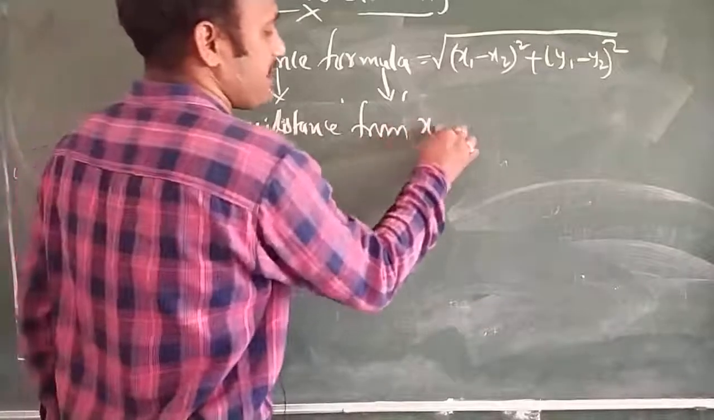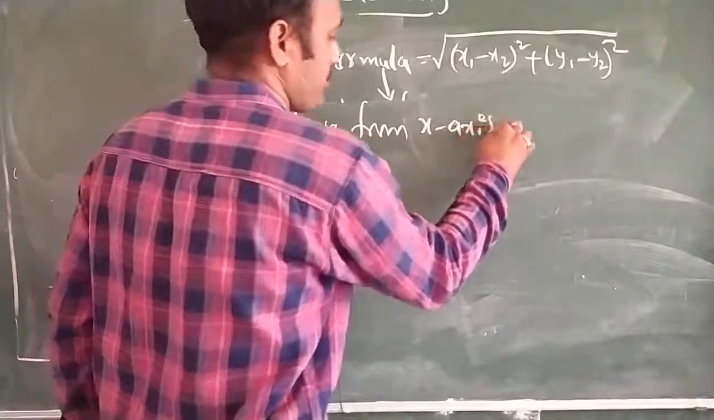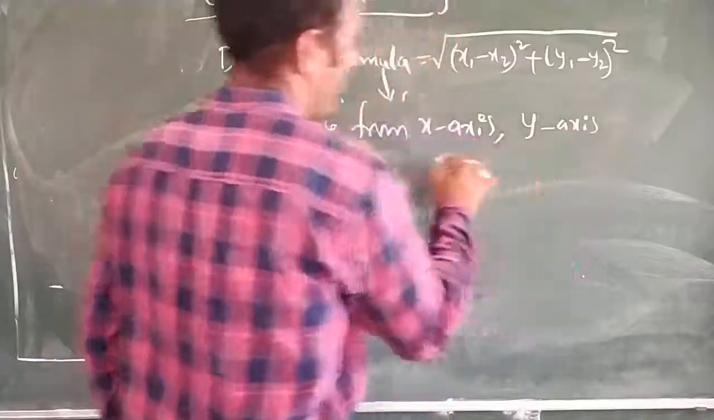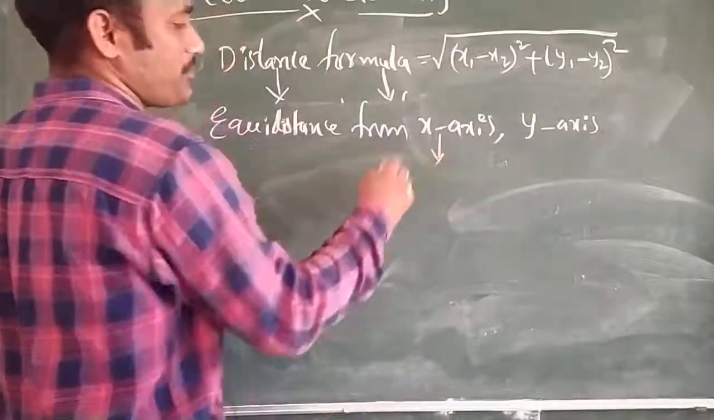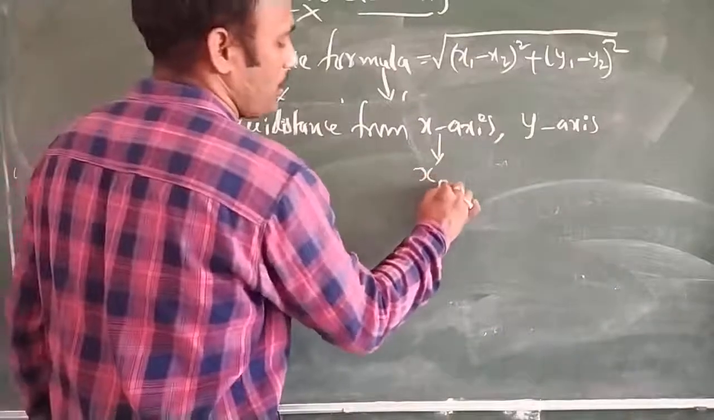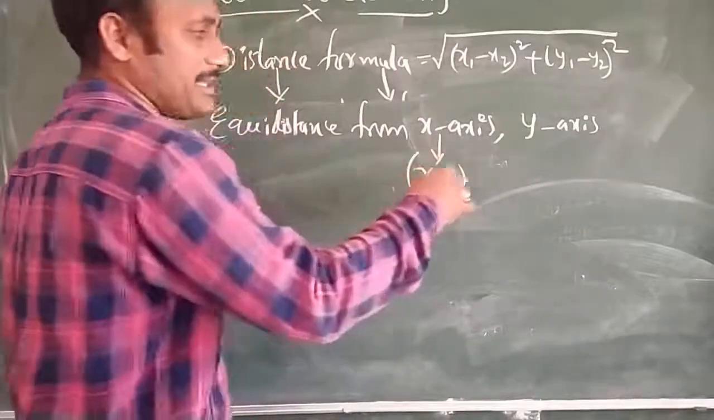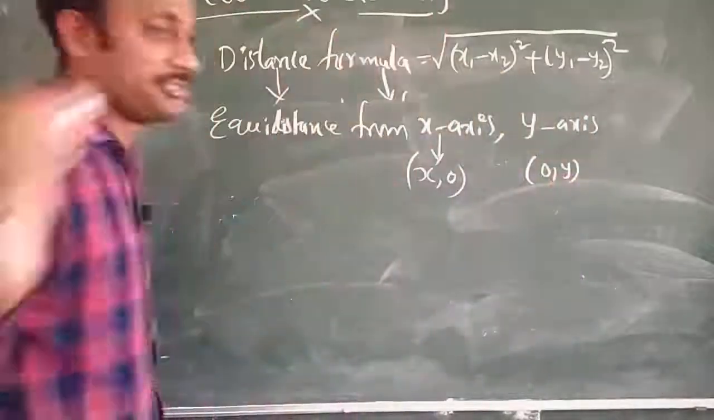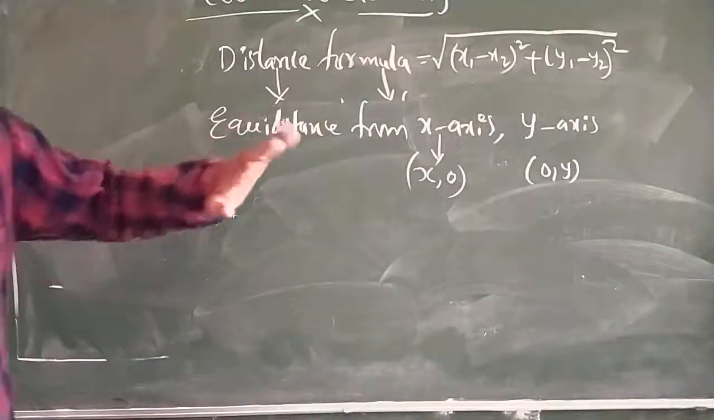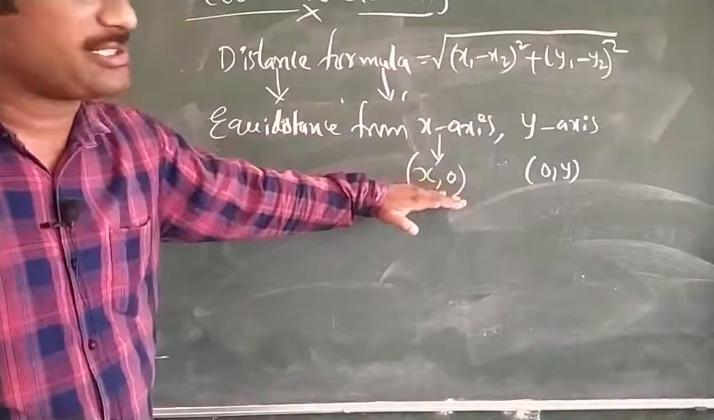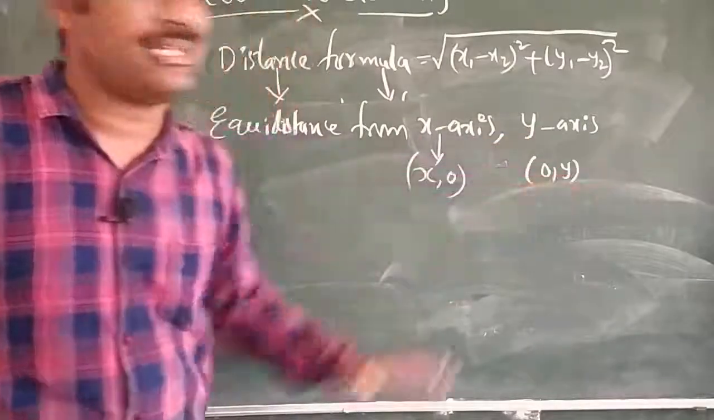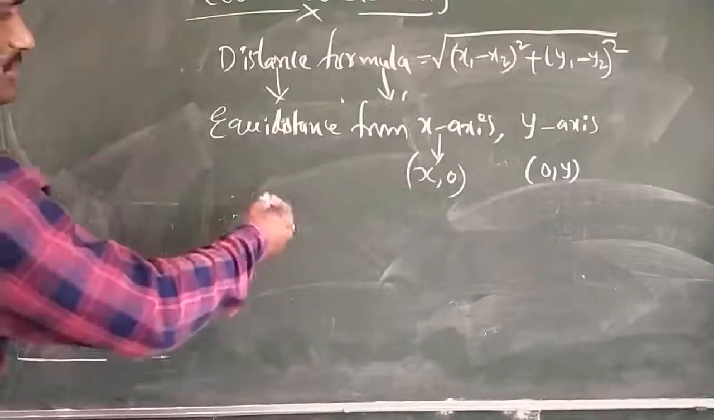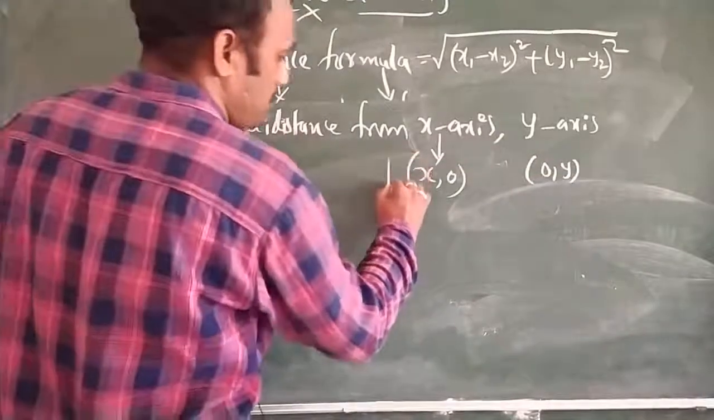So from the x-axis, y-axis, we have to understand how to get this. Any point on the x-axis we will treat as x comma 0. Any point on the y-axis we will treat as 0 comma y. So this is equidistance. We will assume that this is point P.